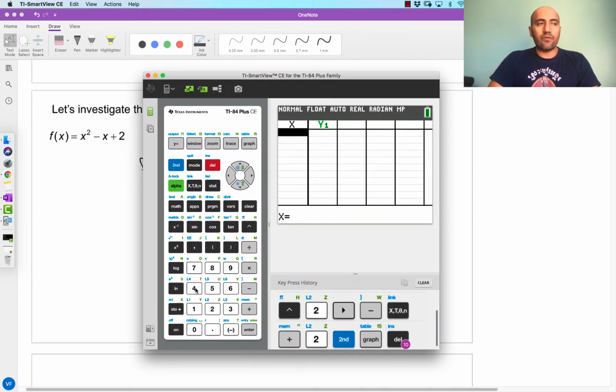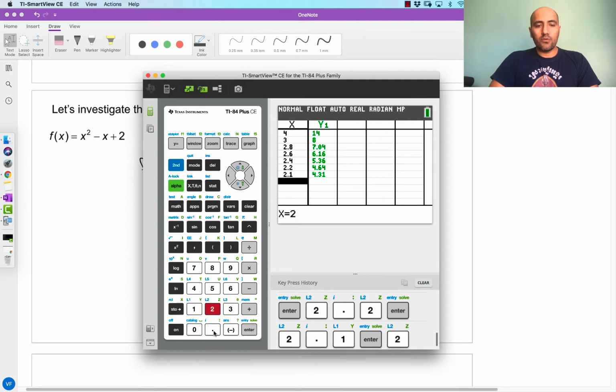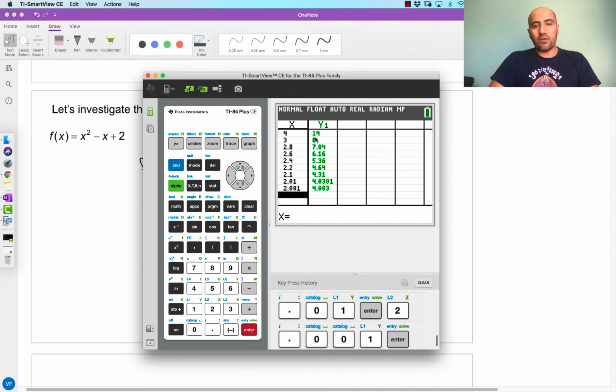So if we approach it from the right-hand side, we can go from 4 down to 3, down to 2.8, 2.6, 2.4, 2.2, 2.1, 2.01, 2.001. As you can see, we're getting closer and closer to an output of 4.